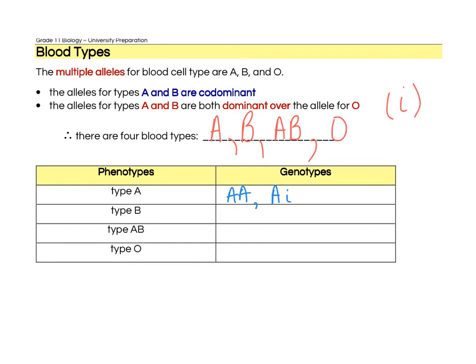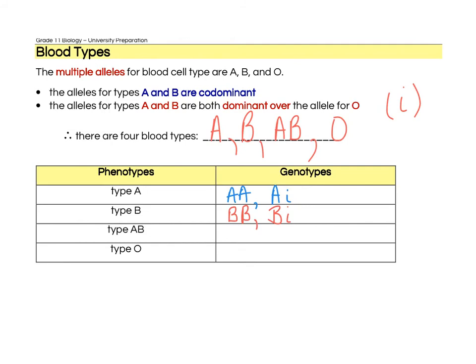Type B blood, on the other hand, is also dominant. So as soon as there's a B there without an A, then you're going to have type B blood. So the way that that can happen is if I have big B, or I can have the heterozygous situation where B still is dominant with capital B lowercase i representing our O, which is recessive.